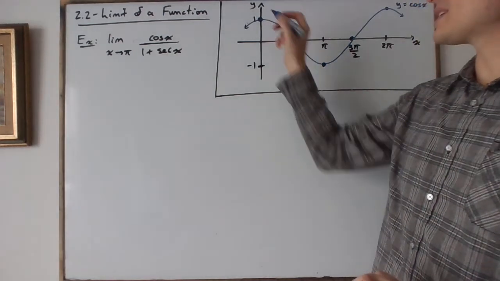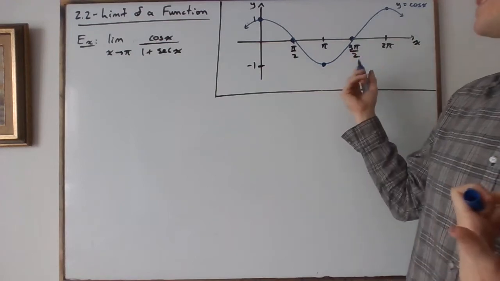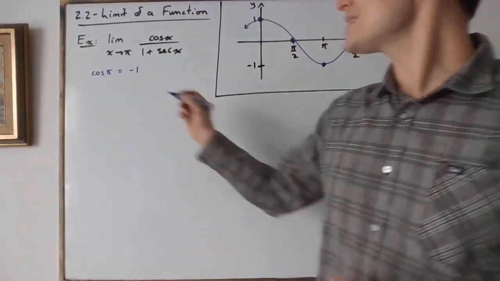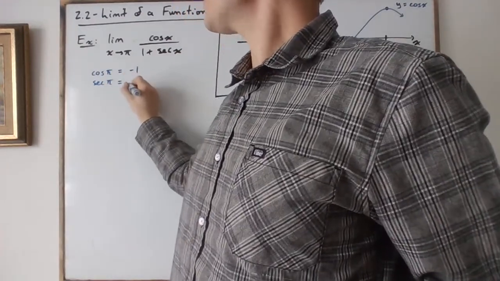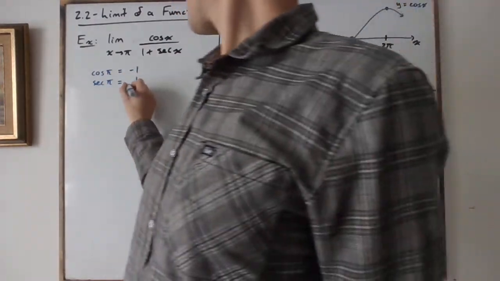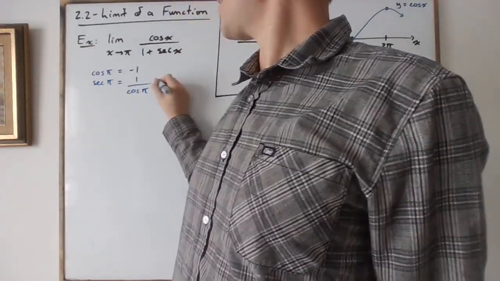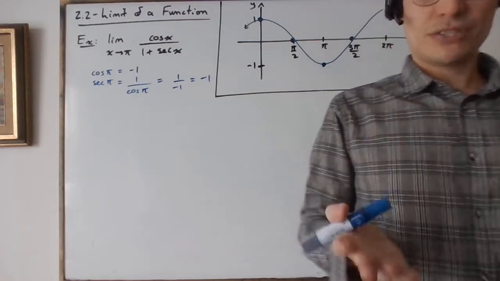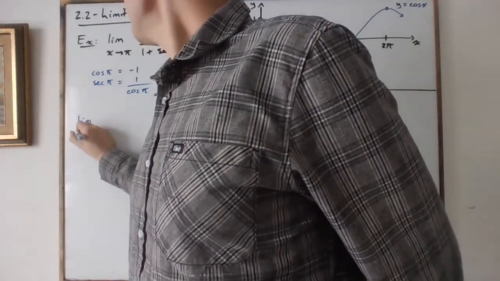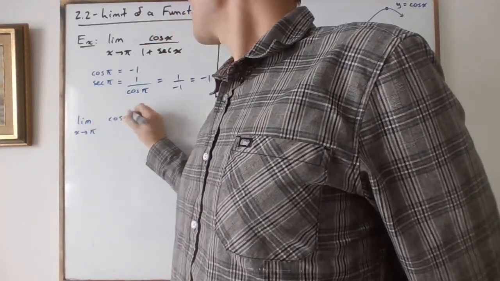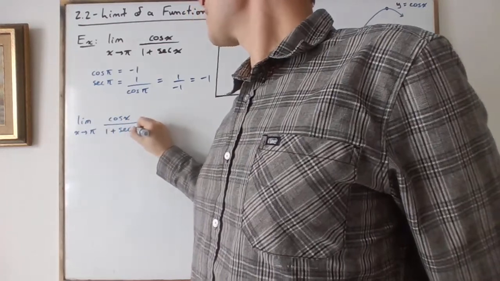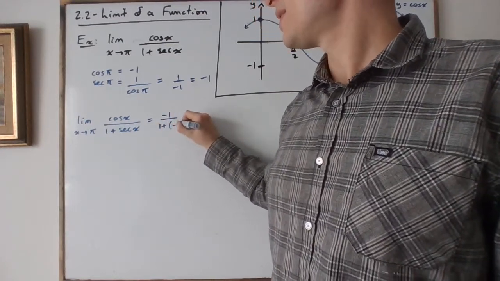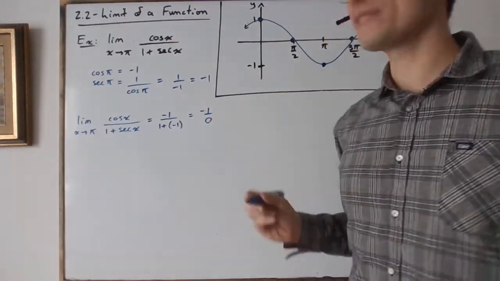So, as you can see from that graph, the cosine of pi is negative 1. Let's write that down: cosine of pi is equal to negative 1. But what is the secant of pi? You have to remember that secant of x is 1 over the cosine of x. So it's 1 over cosine of pi, which is 1 over negative 1, equal to negative 1. So the first step in this limit, the limit as x approaches pi of cosine of x over 1 plus secant of x, gives negative 1 over 1 plus negative 1, which means negative 1 over 0.